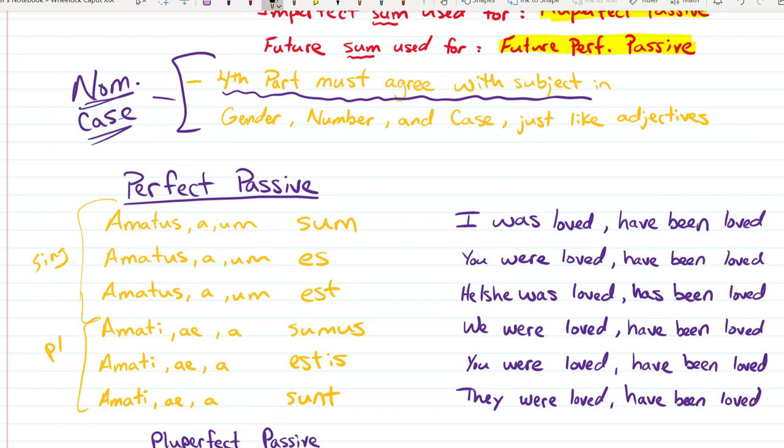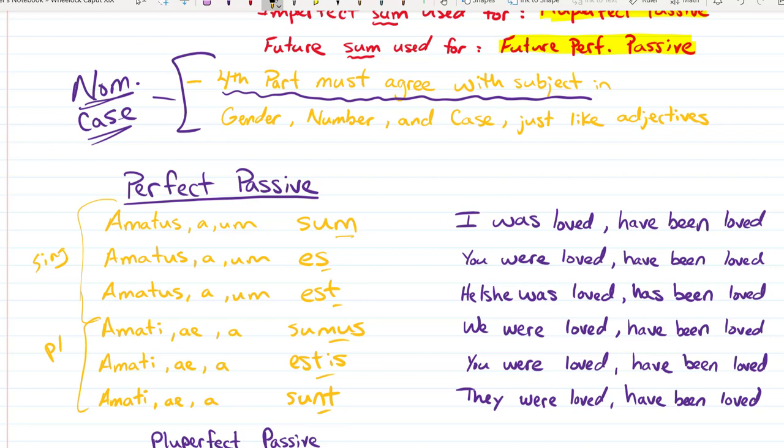So sum, es, est, sumus, estis, sunt. Amatus sum, or amata sum, or amatum sum, depending on what your subject is there, is going to be I was loved, or I have been loved. I don't really know how you would use neuter there. Amatus es, you were loved. He, she, or it was loved or has been loved. Amatus est, and then we are, you are, they are loved. There you see sumus, estis, and sunt. So you're still getting your subject from your final verb form, and you can tell there which one's your subject. Or you can have something that's in the nominative. That could also be your subject.